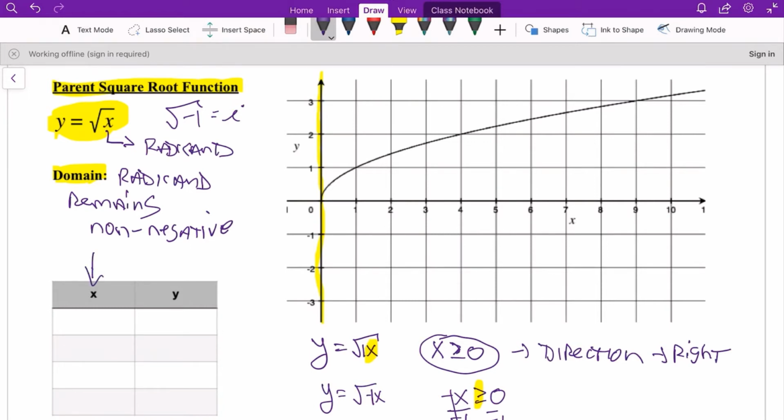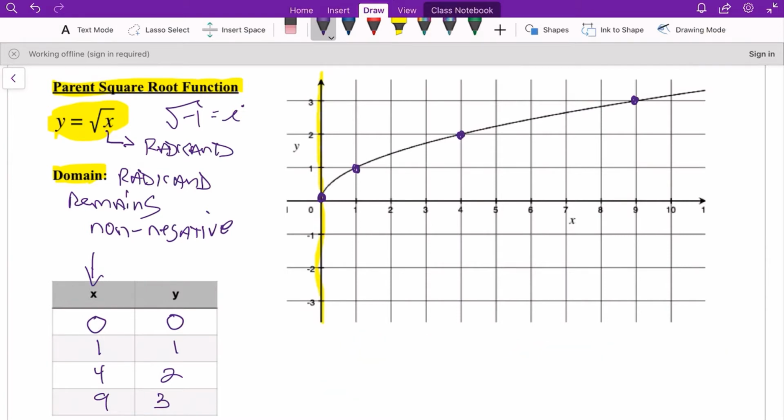So the first number we started with was 0, and we took the square root of 0, so that's 0. So we have this point on the graph, 0, 0. And then the next square after 0 was 1, and the square root of 1 is 1. So we have this point on the graph. And then we did 4, and the square root was 2. And then we had 9, and the square root was 3. That's how this graph was created. We have that general shape.